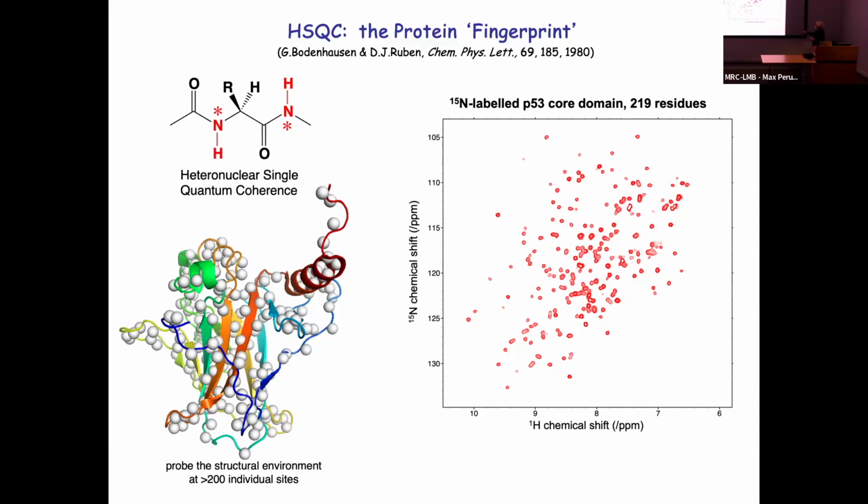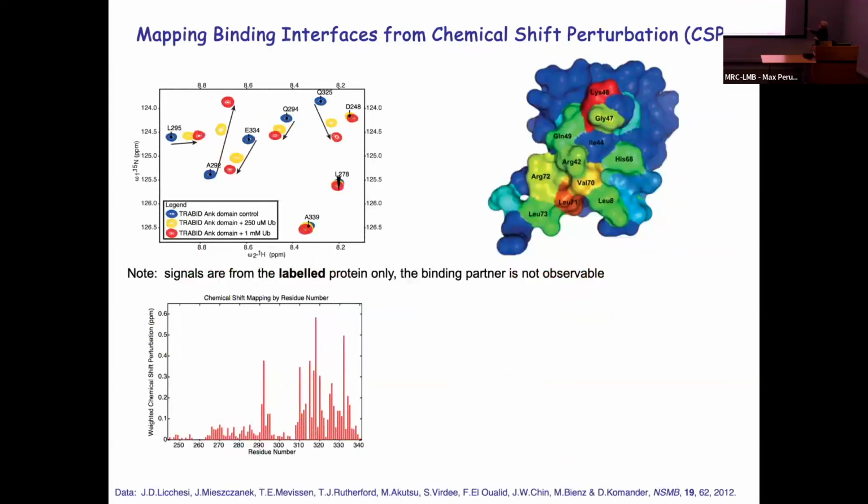Okay, so it gives us a structural reporter, and then we can probe the protein with different binding partners. So in this case, we're titrating in a binding partner. We see some of the spins are completely unaffected. They're nowhere near a binding interface, but other spins migrate as we add in more and more ligand. And we can plot the extent of those changes onto the surface of the protein to give us the location of a binding surface.